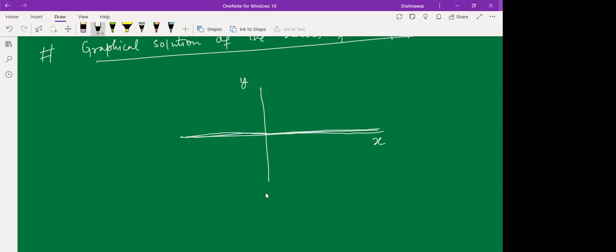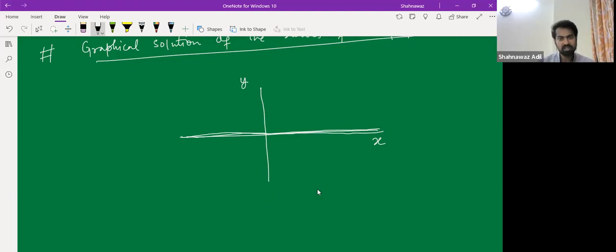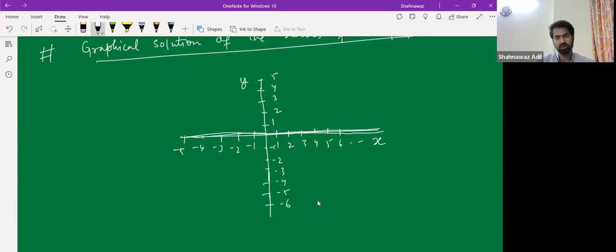Positive. So let me write the numbers, then it would become more clear to you. The value of x, let's say this is 1, 2, 3, 4, 5, and so on. And this is -1, -2, -3, -4, -5. So this is the value of x on this line, right? And the value of y in here is 1, 2, 3, 4, and 5, and so on. And in here, -1, -2, -3, -4, -5, and -6, and so on, right?